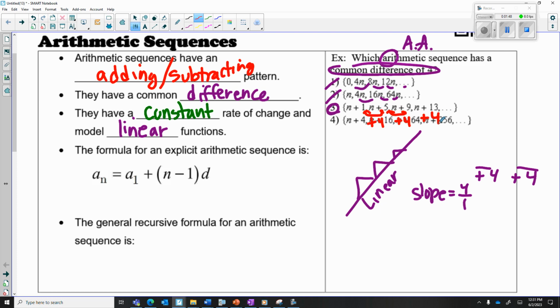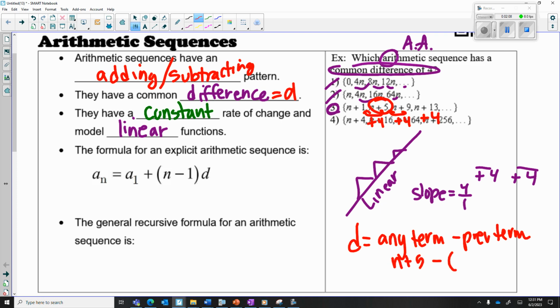plus 4. Now to get the common difference, this is called lowercase d, the common difference by the way, you can do any term minus the previous term. So for example, if I take this second term here, n plus 5, and I take away the one before it, n plus 1, I should get 4. And I will, because the n's will cancel out, and I am going to get positive 4. So indeed, the answer is choice 3.